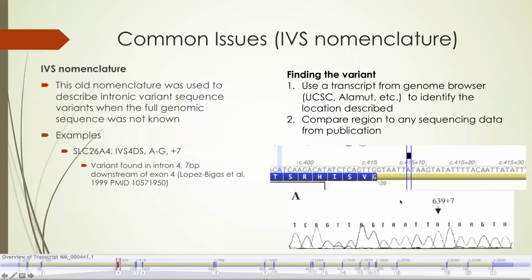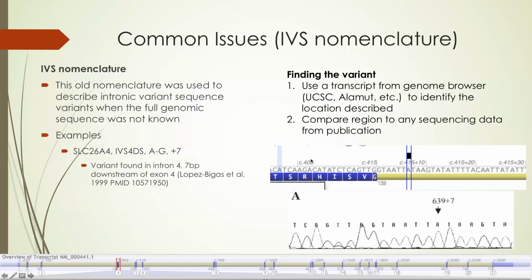Fortunately, this paper actually had the Sanger trace of the area that the variant occurs in. And while they use their own reference sequence and call this position 639, we can see that with the transcript that is described in UCSC or Alamut, this position corresponds to this actual same position here with the GGT, AAT, TTA, and we can guess that this is the right point.